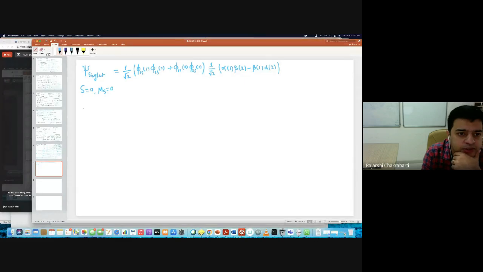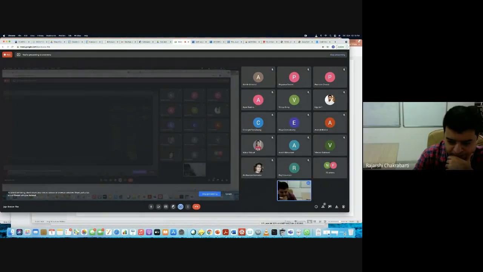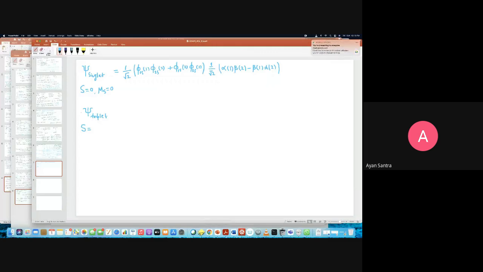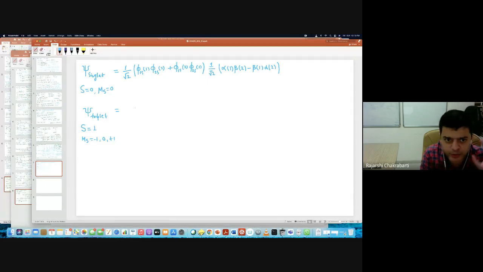Now can anyone tell me what will be the triplet? What is the value of S for triplet? S is 1. What is the value of MS? Minus 1, 0, plus 1. Very good. S is 1, MS has 3 possibilities. Okay, so let me write down for MS minus 1. What will be the triplet state? MS minus 1, I have done it. So let me do it. So for the triplet, the space part is antisymmetric.